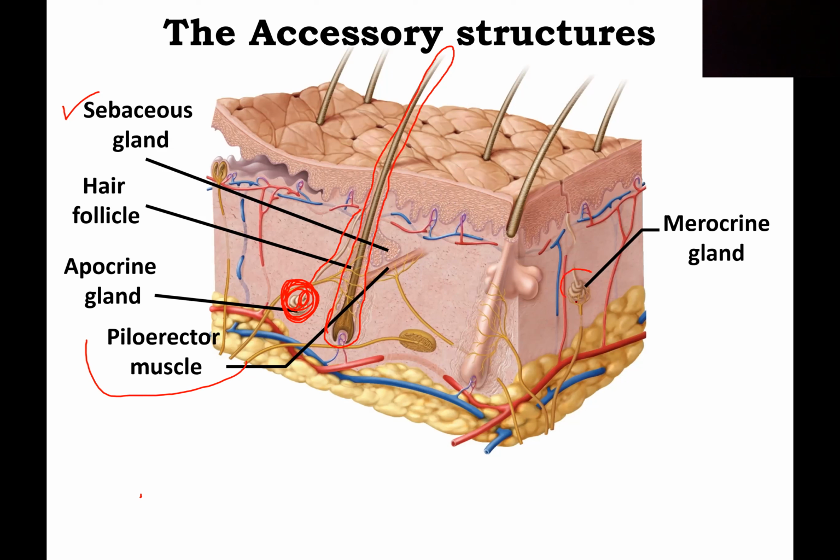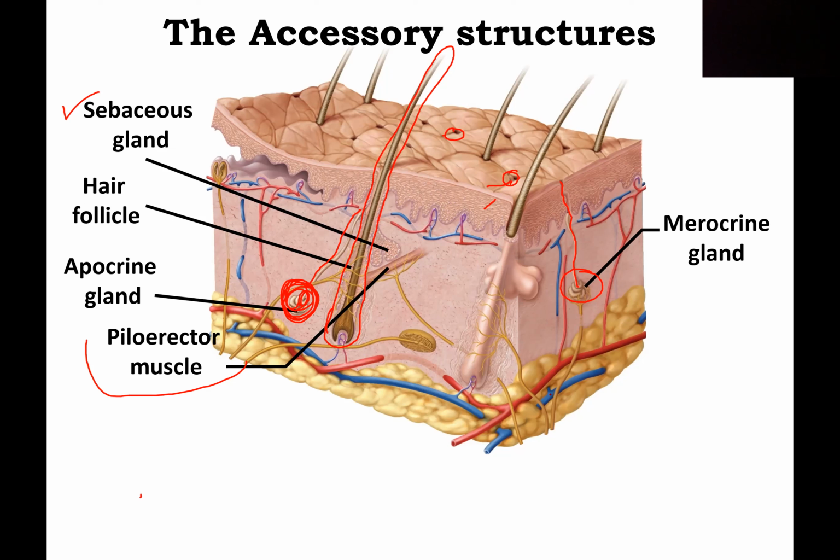And then we also see merocrine glands, which are drawn to scale. They do not empty into a hair follicle, but onto the surface of the skin. And so that's what we see here with these openings. Merocrine glands are the ones that are spread throughout the body, and they secrete the sweat that helps us get rid of waste products and help us cool off.